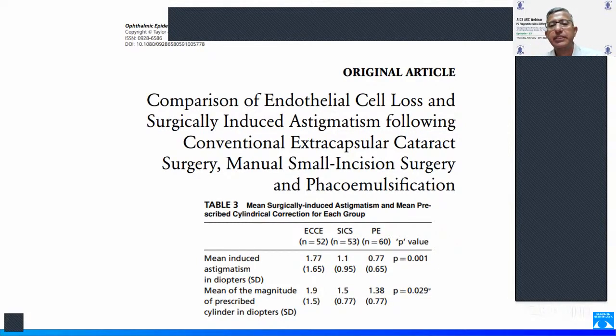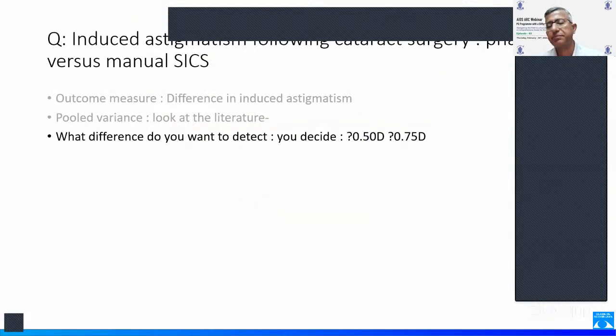at surgically induced astigmatism. And in table 3 there, you find that the mean surgically induced astigmatism in the SICS group was 1.1 with a standard deviation of 0.95. And the phaco group was 0.77 with a standard deviation of 0.65. And this is the information that you need to be able to provide to your statistician so that you can decide how you're going to go ahead with it.